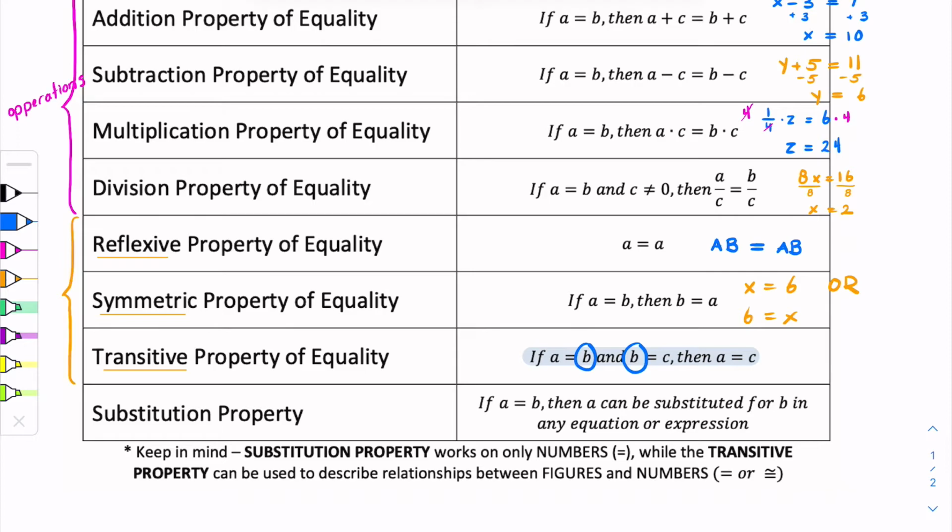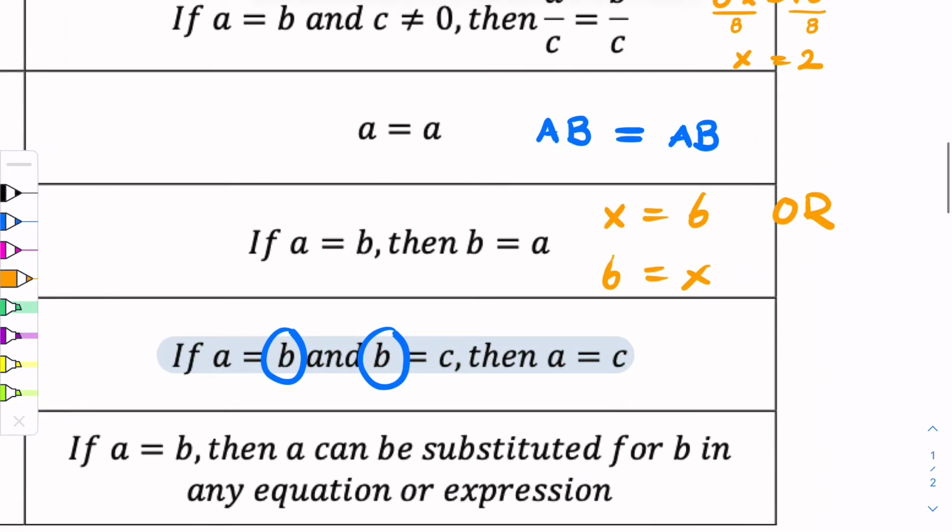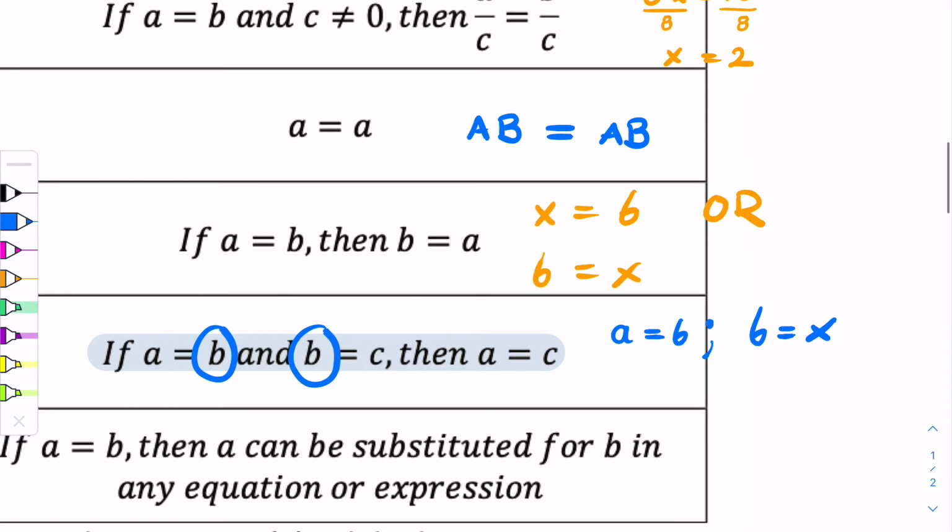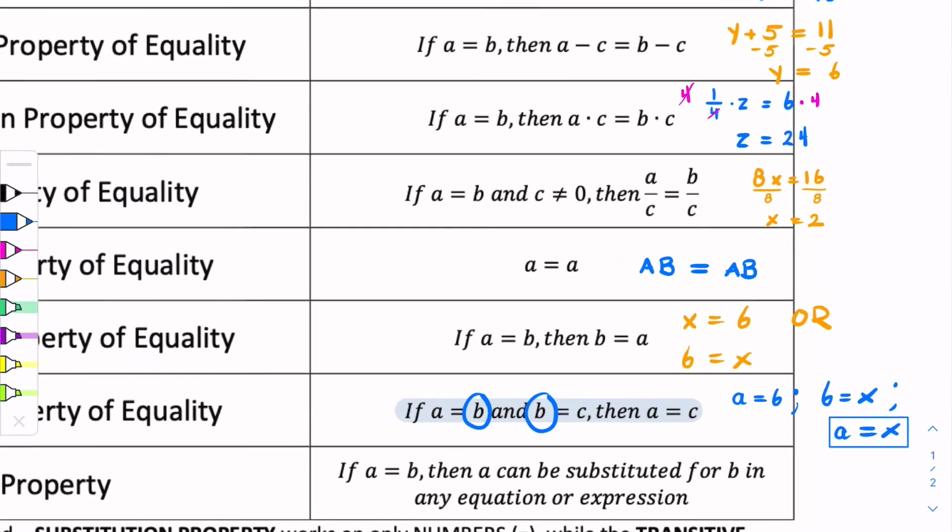So if I gave you an example where we could see this, I could say A is equal to 6. I could say 6 is equal to x. So therefore, if both A and x are equal to 6, we know that A is equal to x. We eliminate that middle term. We know that those last terms, A and x, are equal.